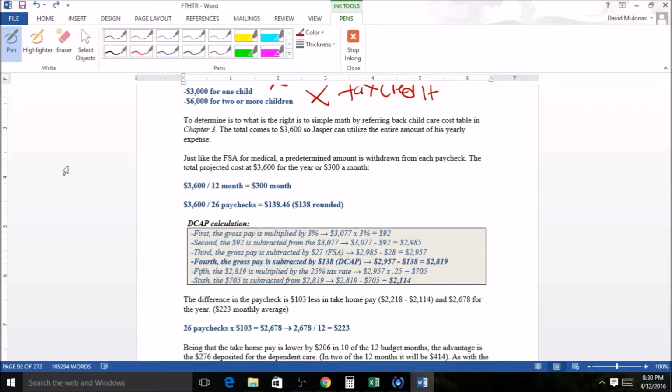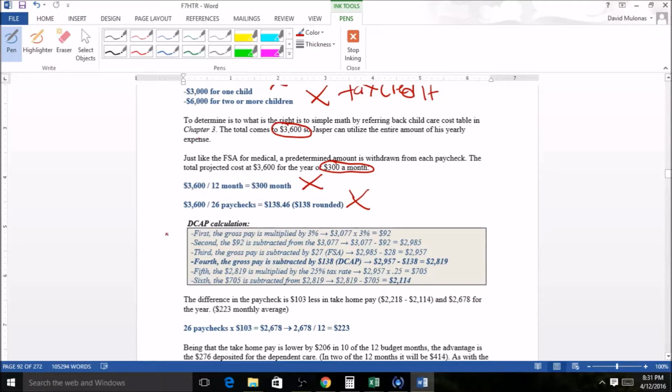So per usual, we're going to run some basic math. We can see right here that $3,600 was the amount that he had listed earlier in our exercises, which comes out to $300 a month. And we see that the 26 paychecks dividing the 3,600 came out to $138 for those. So now we need to add this factor into the paycheck for Jasper.